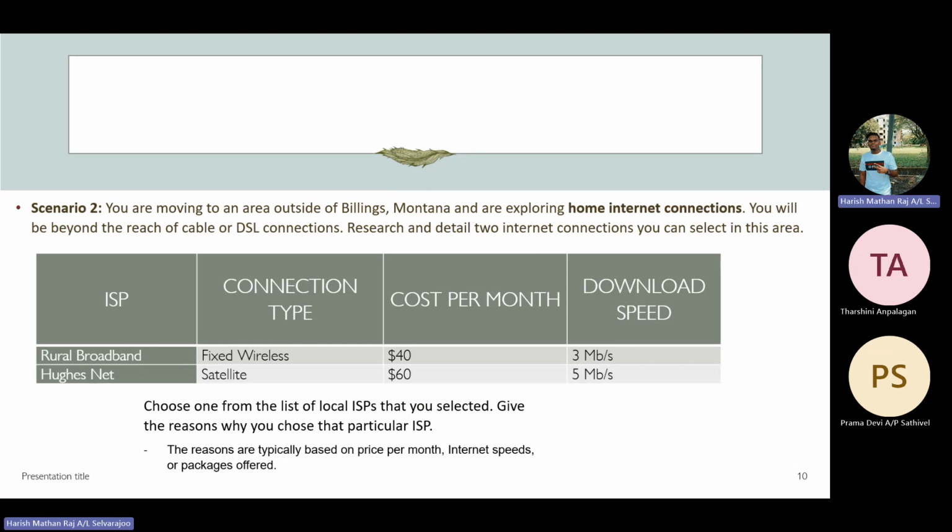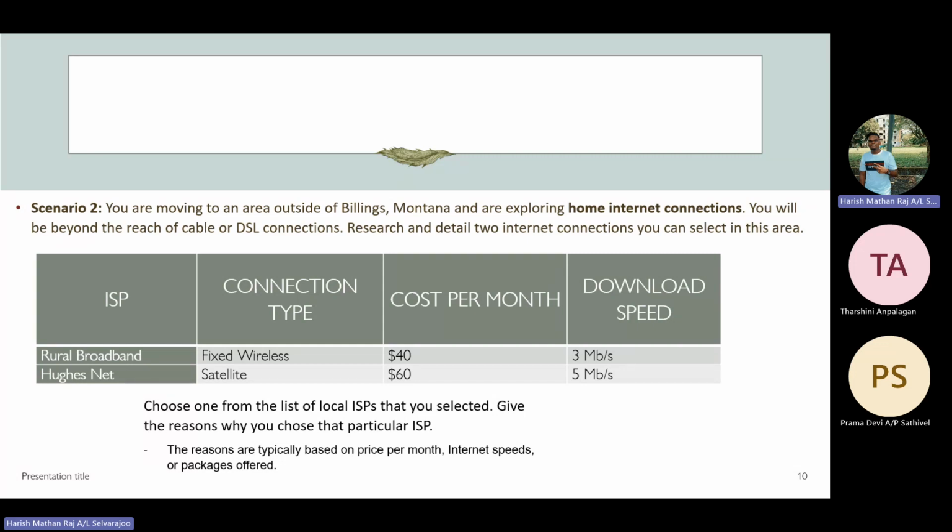Scenario 2. You are moving to an area outside of Billings, Montana, and are exploring home internet connections. You will be beyond the reach of cable or DSL connections. Research and detail two internet connections you can select in this area. So there are two: rural broadband and HughesNet.